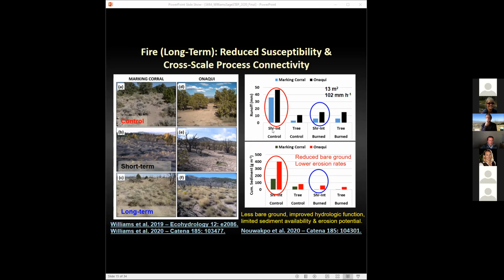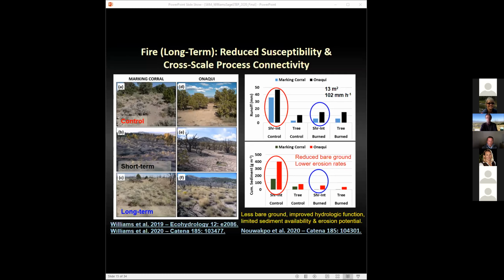And then I've highlighted the intercanopy areas with the red ovals for the control condition, and the intercanopy area in the burn with the blue ovals there. And really what we see is that by the 9th year post-fire, substantial cover increases in intercanopy areas limited the runoff and sediment yield as measured on these plots.